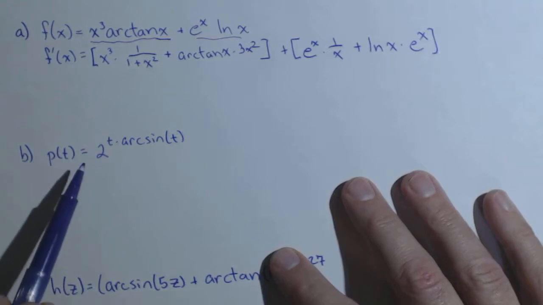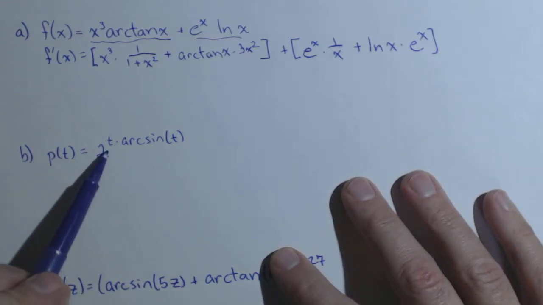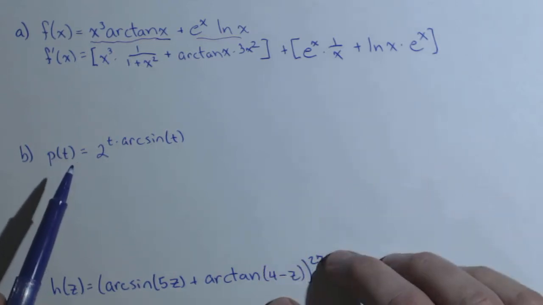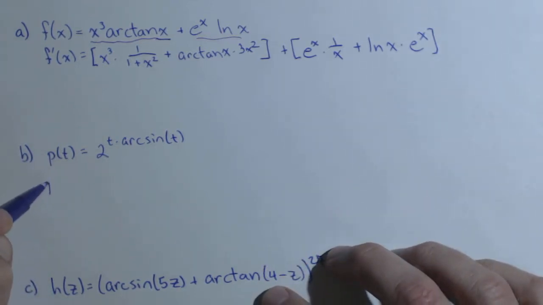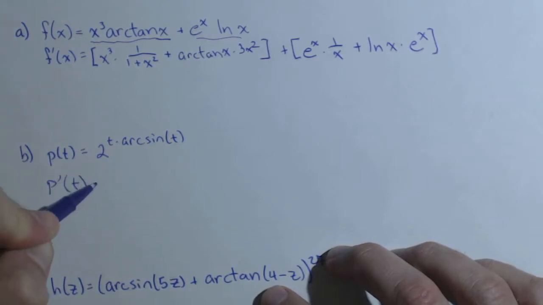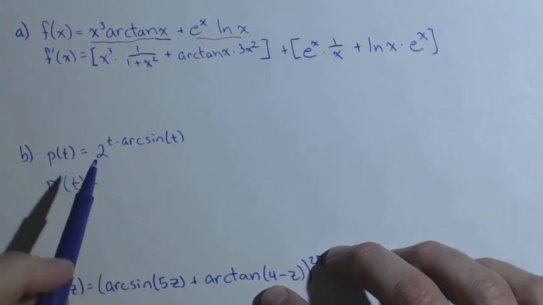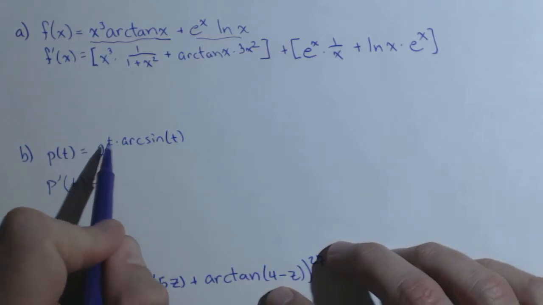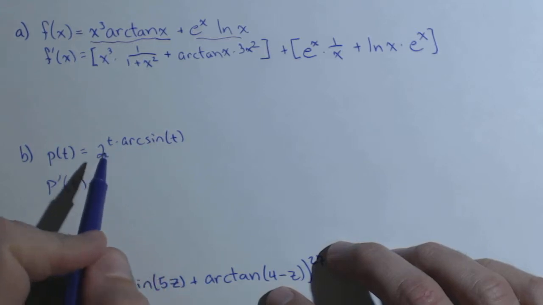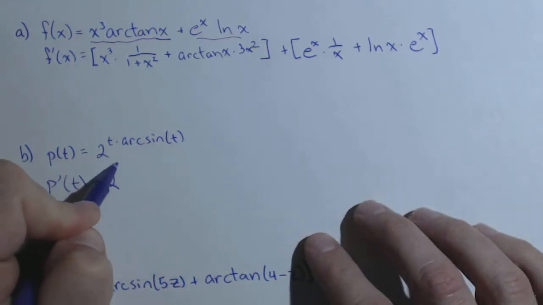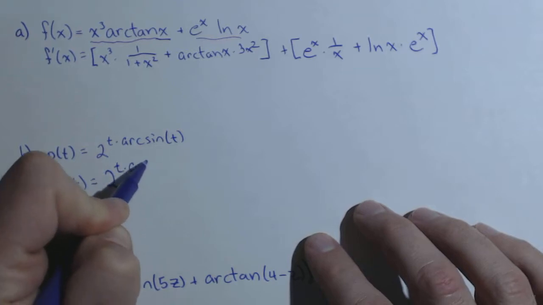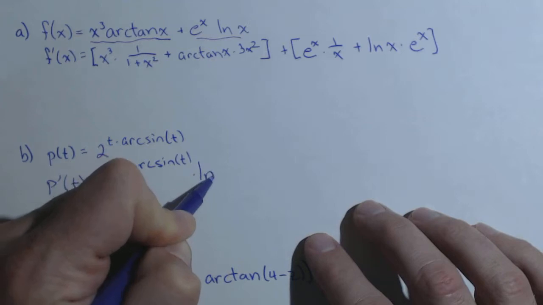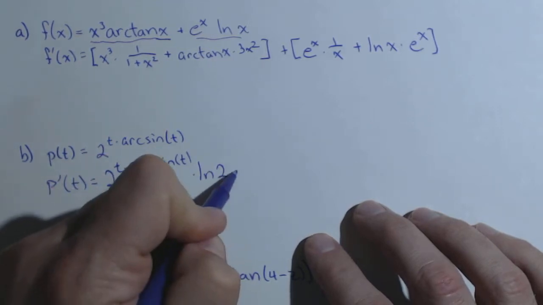Okay, let's go on to the next one. P of t equals 2 to the t times arcsine of t. This is an exponential function, so it's going to require an exponential rule, and its exponent is more than just t, so it's also going to require a chain rule. So first off, the derivative of the outside function is an exponential. The inside function here is the exponent. So exponentials always have themselves in their derivative, 2 to the t arcsine of t times the natural log of 2, because the base was something other than e.